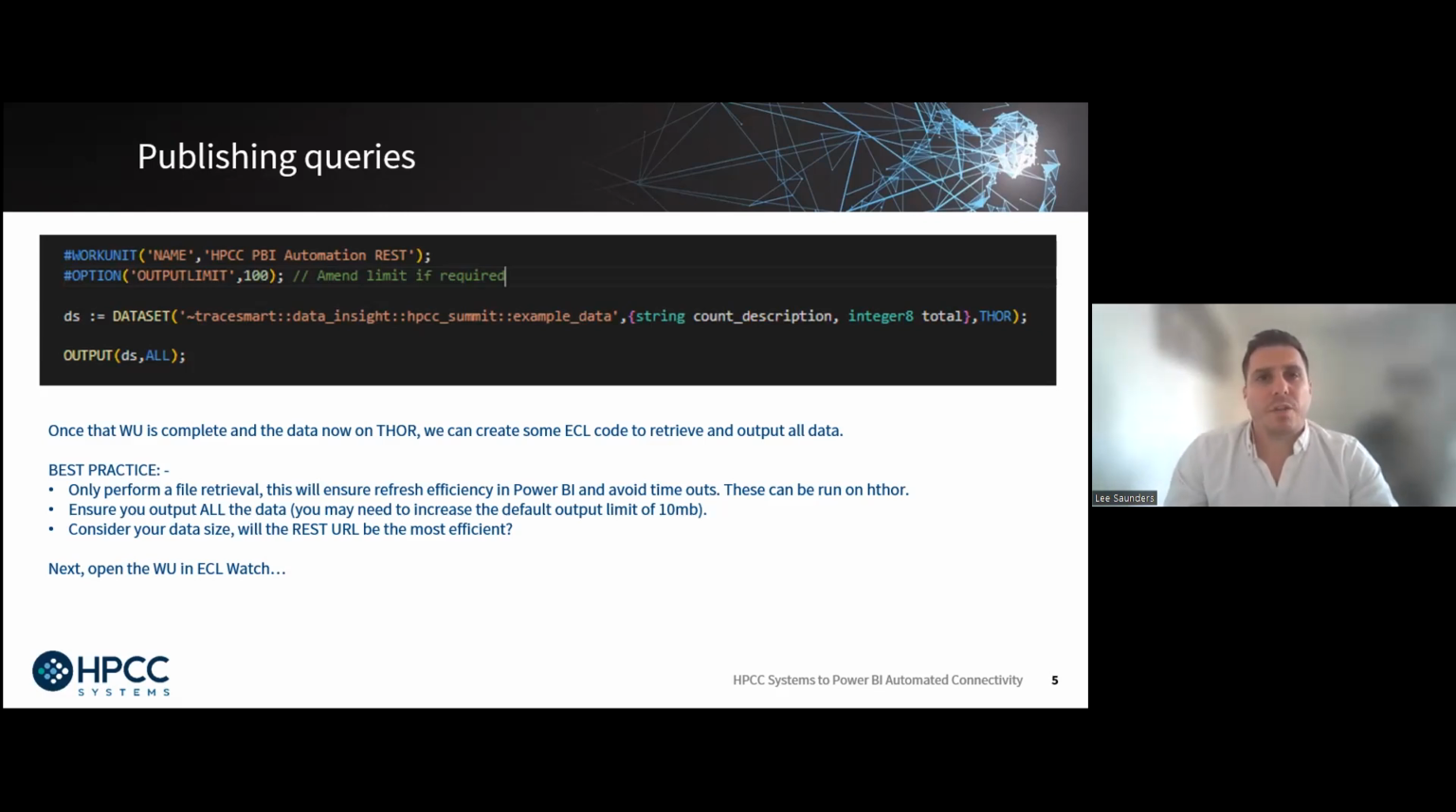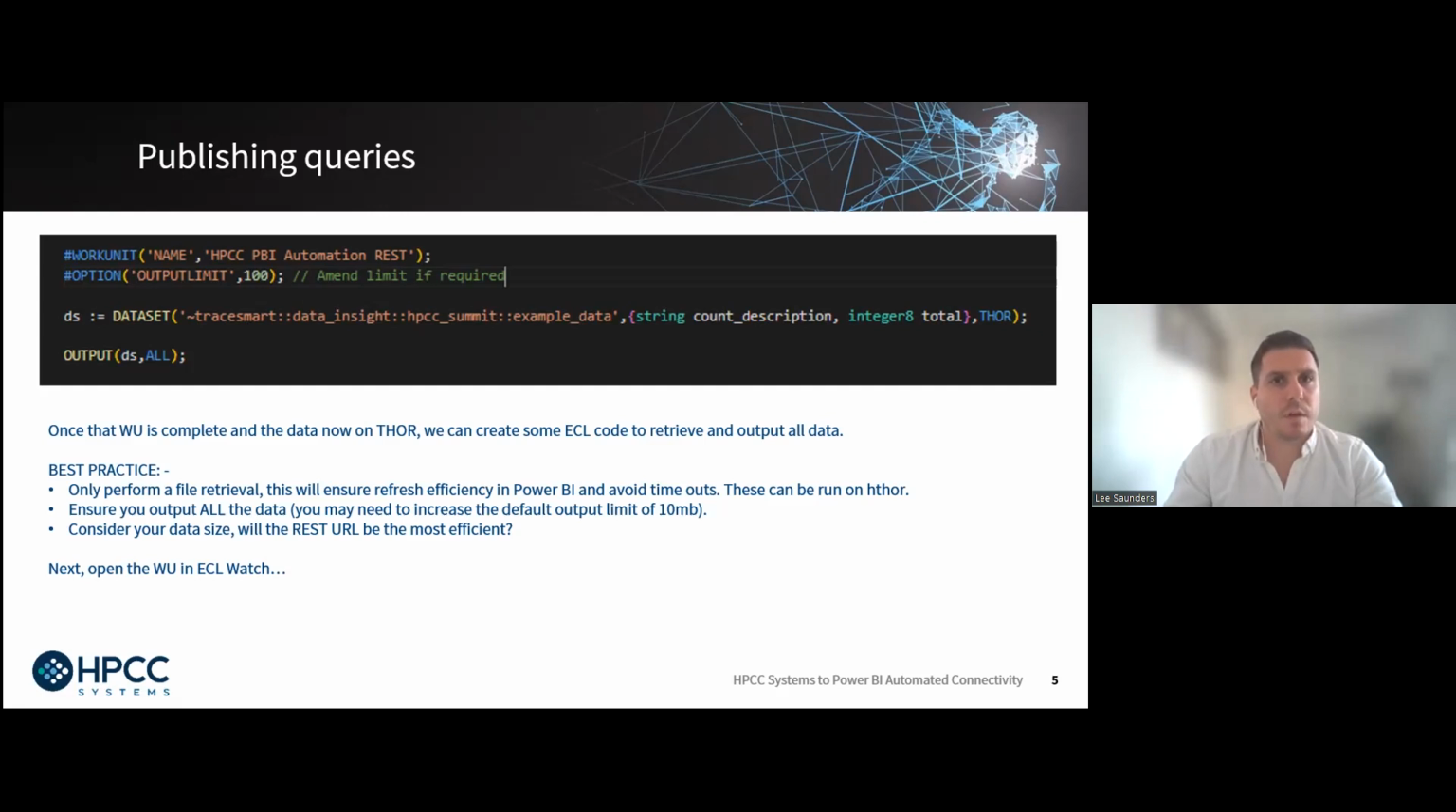Secondly, we need to make sure we output all the data in this work unit. This may mean altering the output limit if your file size is over the 10 megabyte default. If you have very, very large files, then this process might not be suitable. Again, if you joined a little late and missed the introduction, we do have an alternative CSV automation solution. Please let us know in the chat if you're dealing with larger files. The CSV process may be more suited, and we'll be happy to guide you on that one.